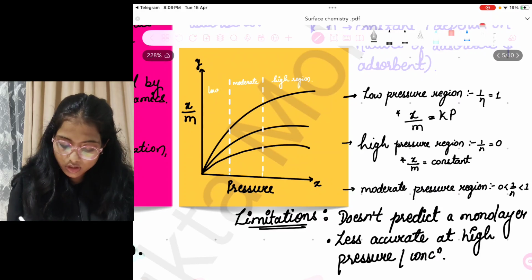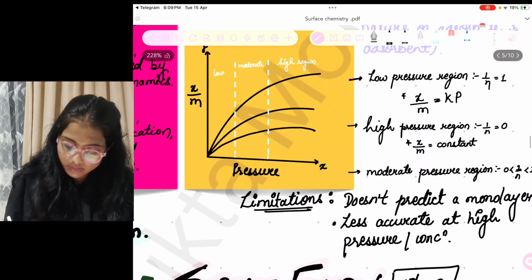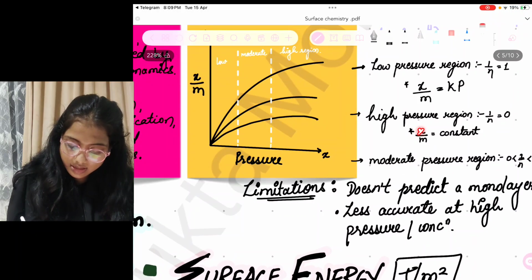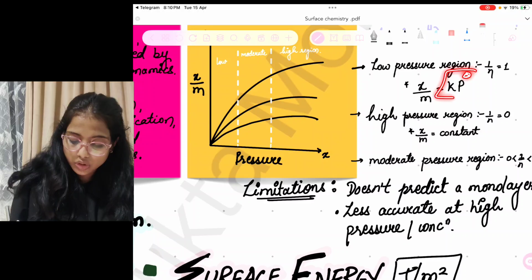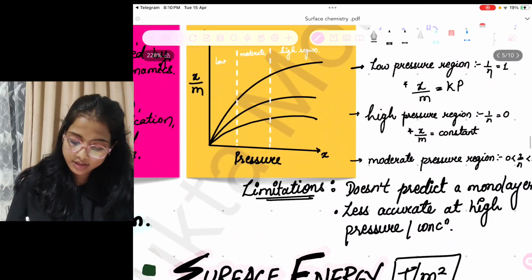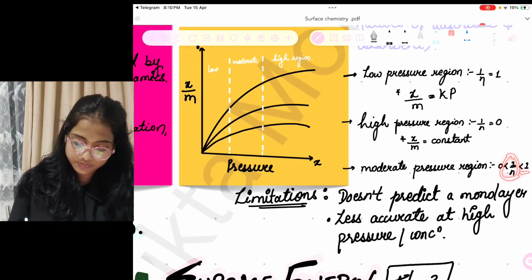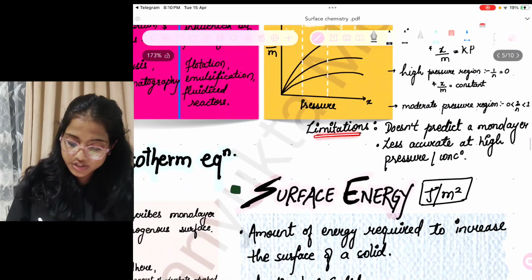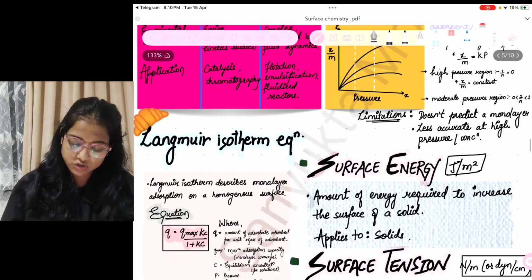What will be the scenario for the high pressure region? Here 1 by n equals 0. If we have a power of 0 on this term in the formula, the whole term becomes 1, so x by m will be constant. And in the moderate pressure region, 1 by n will be between 0 and 1. What will be the limitations? It doesn't predict a monolayer. It will be less accurate at high temperature and high pressure, even at high concentration also.